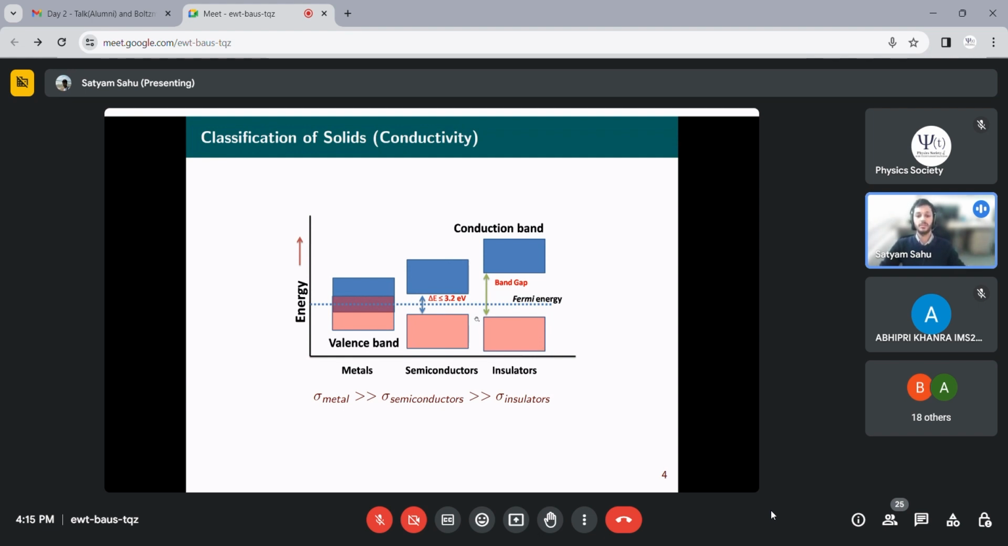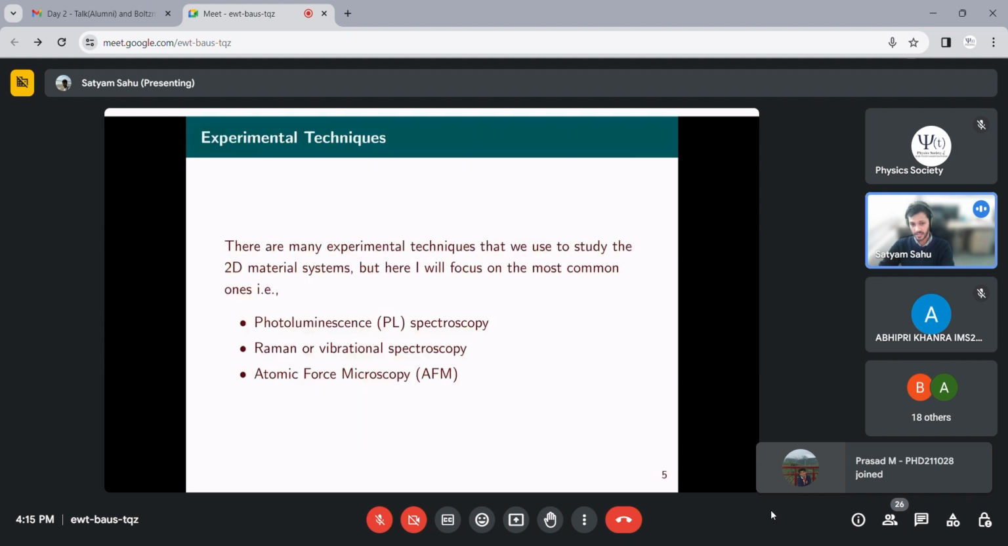So the systems which lie in the band gap which is less than 3.2, we define them as semiconductors. And then finally you come to the insulators. Throughout my talk we'll be discussing this particular category, that is the semiconductors. Now I'll give you a bit of background on the spectroscopic techniques, or the experimental techniques, that we use to study the two-dimensional material systems.